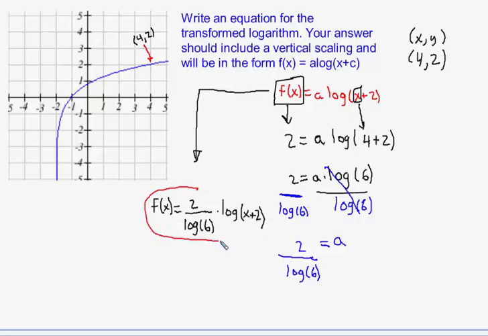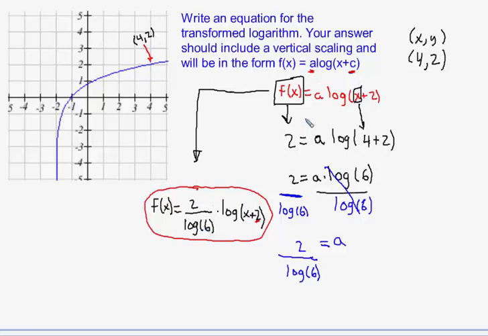So you could type this into MathAS, make sure that you click preview to make sure the way you typed it in is correct. Or you could simplify your answer, and I'll show you how to do that in a second. But notice that this does fit the form that was originally asked in the question, where we replaced c with 2, and we found the value of a to be 2 divided by the log of 6.